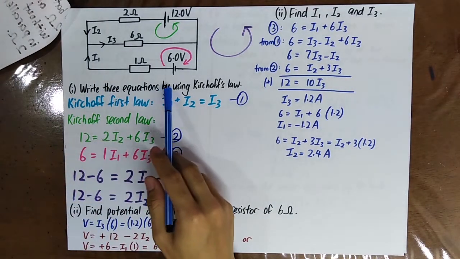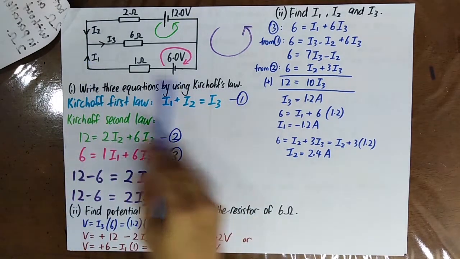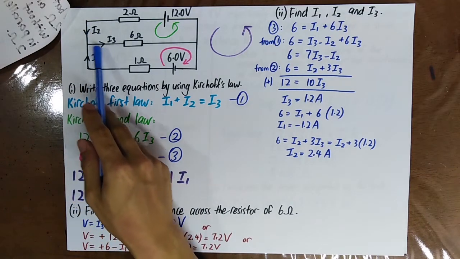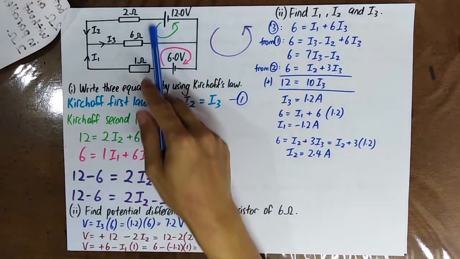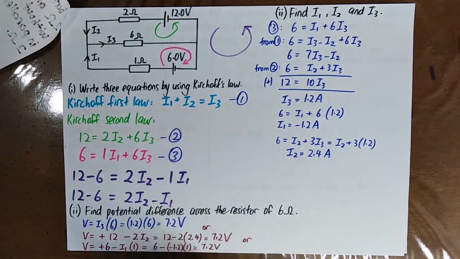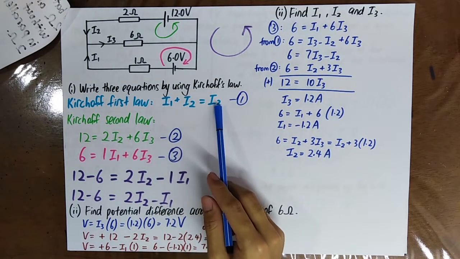That means that no current flows through here. Write 3 equations by using Kirchhoff's law. First of all, you use Kirchhoff's first law: I1 plus I2 equal to I3 at this junction. Then you use Kirchhoff's second law for these two different loops. And then you are able to get 3 equations. Now you have 3 variables.